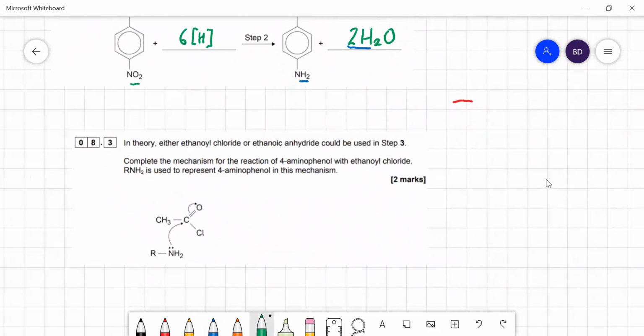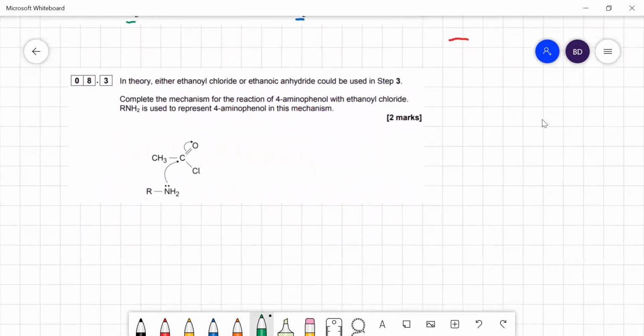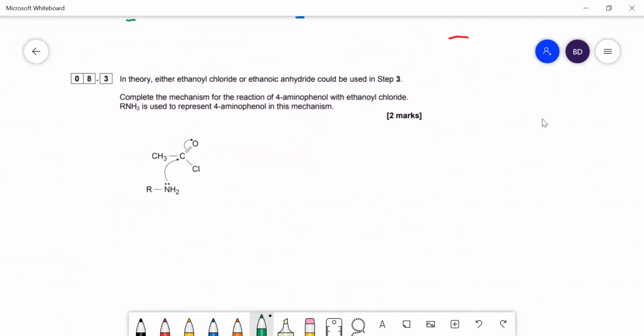Okay. In theory, either ethanoyl chloride or ethanoic anhydride can be used in step 3. Complete the mechanism. Okay, so we've got to do that here. And you're showing the amino phenol thing as just R. Right. This mechanism, of course, is nucleophilic addition elimination. So the nucleophile is the NH2 group. The lone pair goes onto the delta positive carbon. So the intermediate we're going to form there is going to look like this.